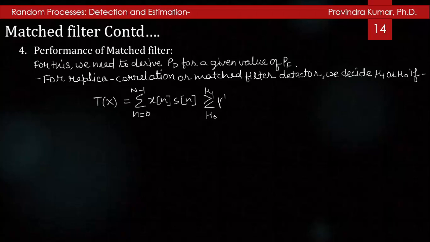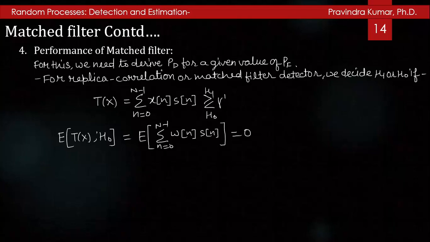Under each hypothesis, the data samples x[n] are Gaussian, and the test statistic T(x) is a linear combination of Gaussian random variables, so T(x) is also Gaussian. Now the expected value of the test statistic under hypothesis H0 will be the expected value of the summation over n from 0 to N-1 of ω[n] s[n], and it will be equal to 0.